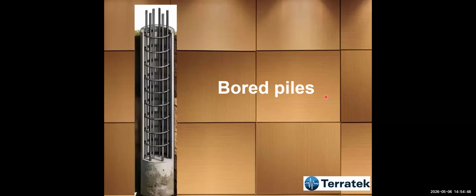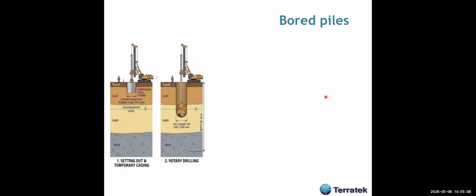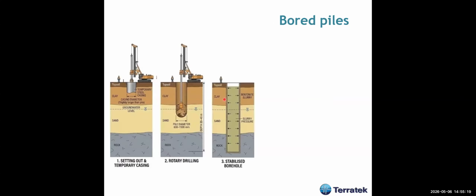Now let's discuss a little bit of bored piles. Bored piles are usually for very large loads and very deep. What you do, you put a temporary casing. Usually, if you have a soft soil here, you use a temporary casing installed here. Then you go on drilling, and you stabilize the borehole with drilling fluid.